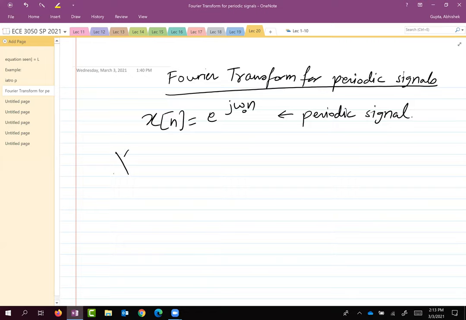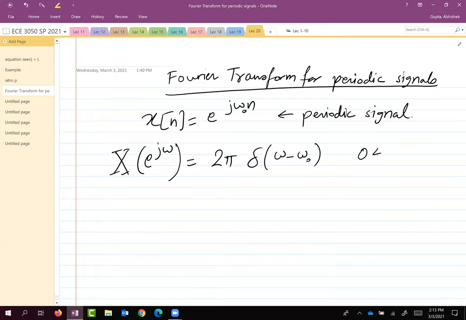So instead, we will define this to be 2 pi delta of omega minus omega naught. This is for 0 less than omega less than 2 pi, or minus pi to pi.